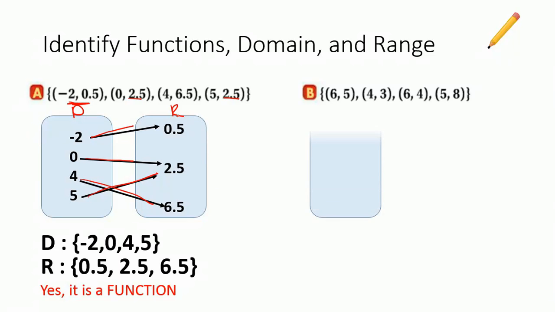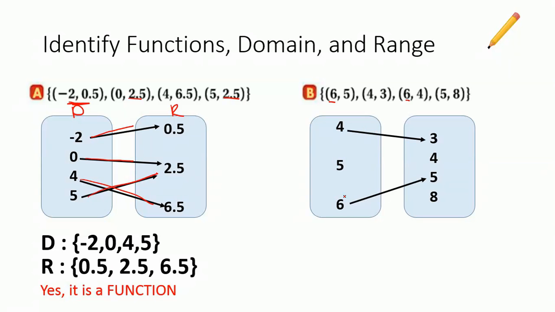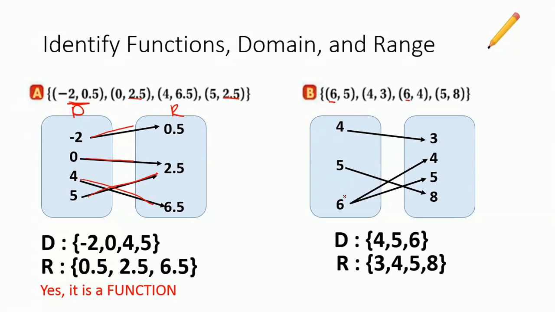Let's do another mapping diagram. So I got my domain values of 4, 5, and 6. Notice I didn't write the 6 twice because I only needed to write it once, because you could just put multiple arrows. I have my range values of 3, 4, 5, and 8. And then I'm going to do my mapping here quick. Domain 4, 5, 6, range 3, 4, 5, 8, right?